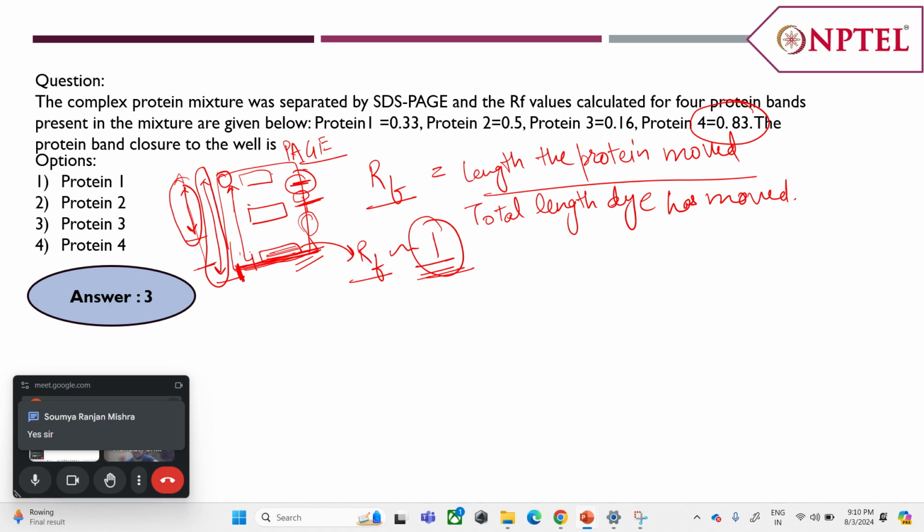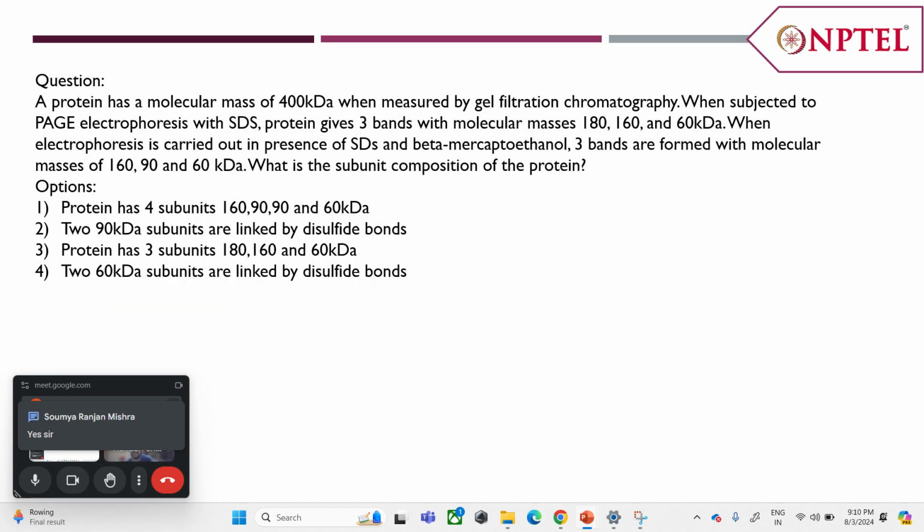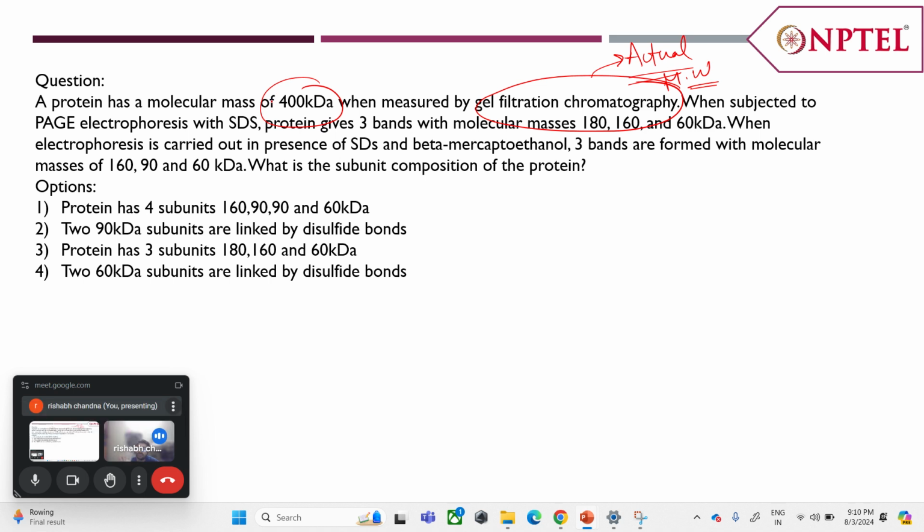Okay, so let's move on to the next question. A protein has a molecular mass of 400 kilodalton when measured by gel filtration chromatography. Gel filtration chromatography gives the actual molecular weight of the protein, so this 400 kilodalton is the actual molecular weight involving its subunits also. When subjected to gel electrophoresis with SDS, it shows three bands, that is 180, 160 and 60 kilodalton.